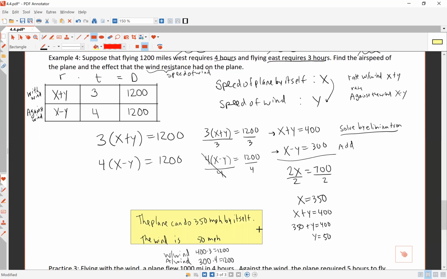All right, and looking back over this problem, the trick is to let x be the speed of the plane by itself and y be the speed of the wind. With the wind, you go x plus y, and against the wind, you go x minus y.